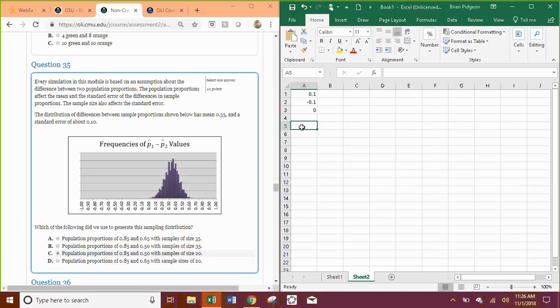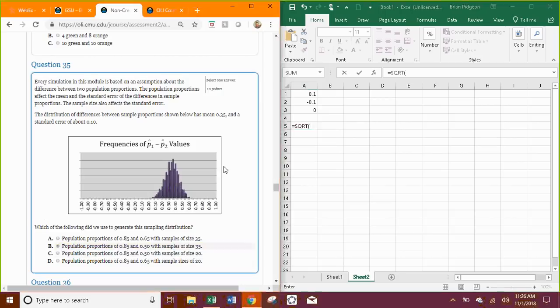So all we need to do then is, if we know the population proportions and we know the sample size, which we're given here as 35 or 20, let's just see which of these gives a standard error of 0.1. So we're going to have to calculate two standard errors. We haven't done this yet in the video, but when you have the sampling distribution for the difference of two proportions, the calculation for the standard error is a little different. It's p hat 1 times 1 minus p hat 1 over n1, plus p hat 2 times 1 minus p hat 2 over n2. It's basically the same calculation we did before, but we have to do it twice.